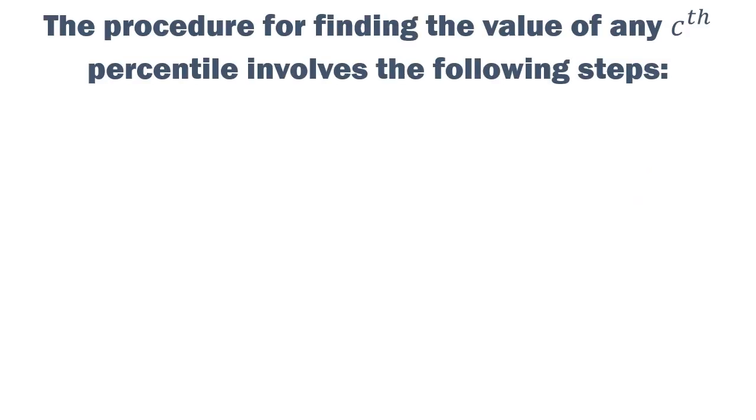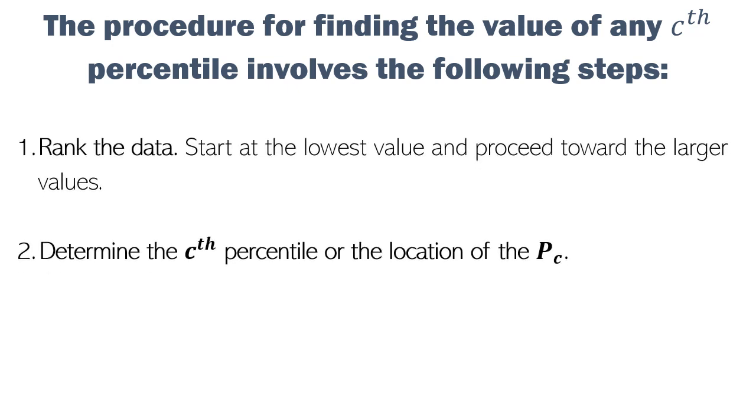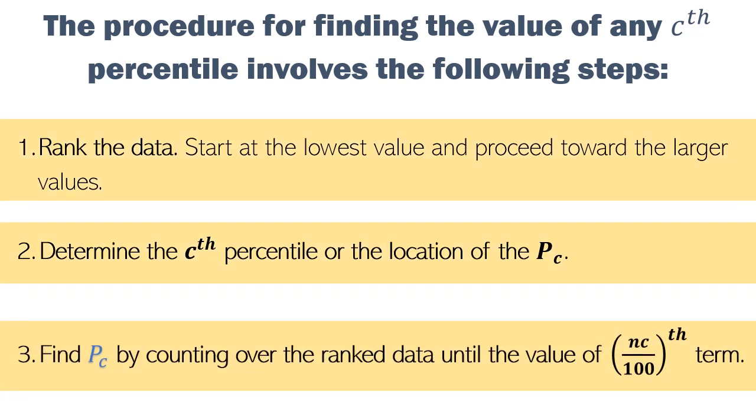So what are the procedures in finding the value of our desired percentile, particularly for ungrouped data? First, rank the data. Next is determine the location of our desired percentile. And lastly, let us find P of C by counting over the ranked data.